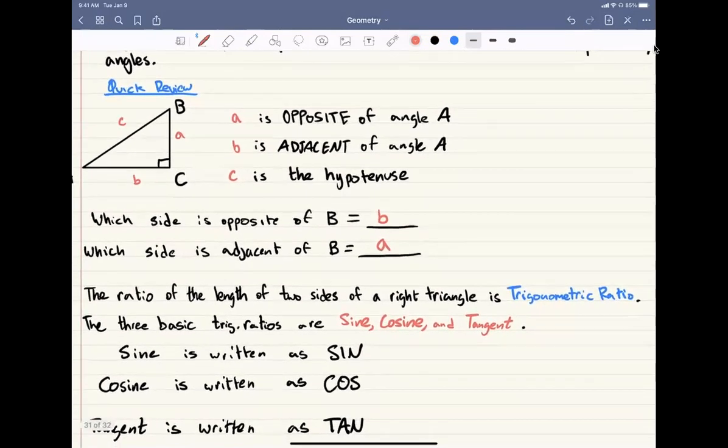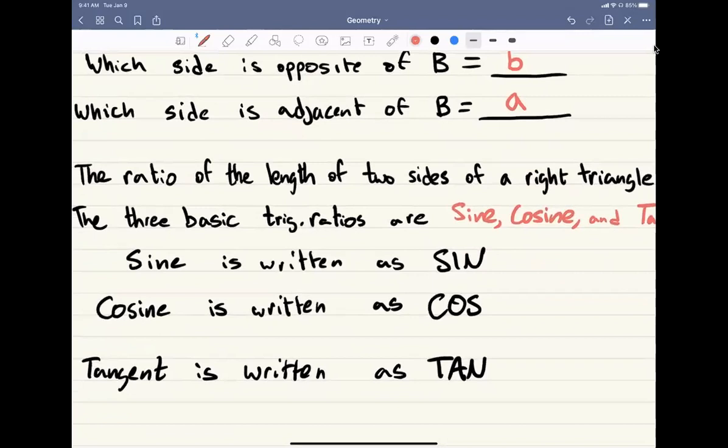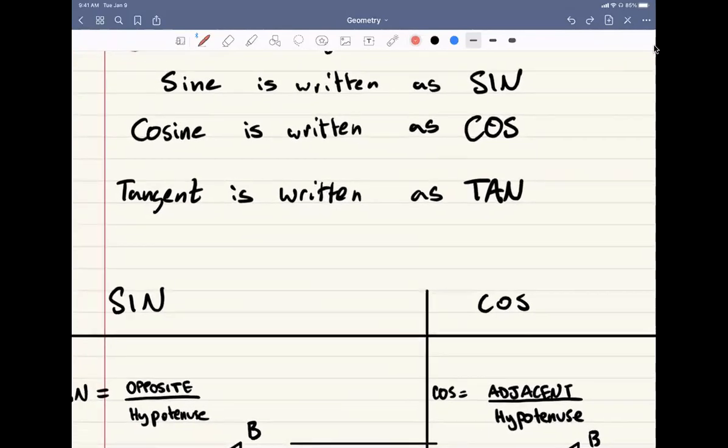The ratio of the lengths of two sides of a right triangle is called a trigonometric ratio. We usually just call them trig ratios for short. The three basic trig ratios are sine, cosine, and tangent. Sine is written as sin, S-I-N, but you say sine. Cosine is written as cos, but you say cosine. And tangent is written as tan, and once again, you just say tangent. So let's go over what each one of these means individually.